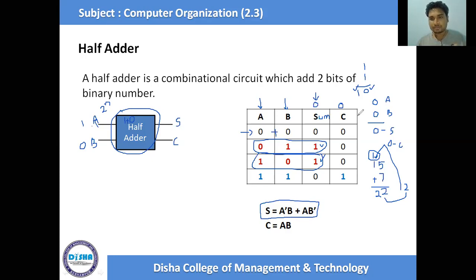Okay, similarly when we look at the carry column, at one place only the carry is active. When the carry is active, at that time both A and B hold the value 1. Okay, so that C equals to AB. So this is my second equation. So these equations are for the half adder. From these equations we can draw the circuit diagram.